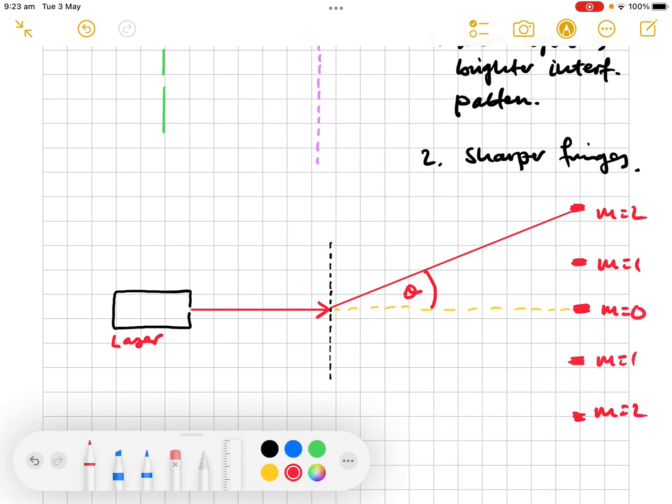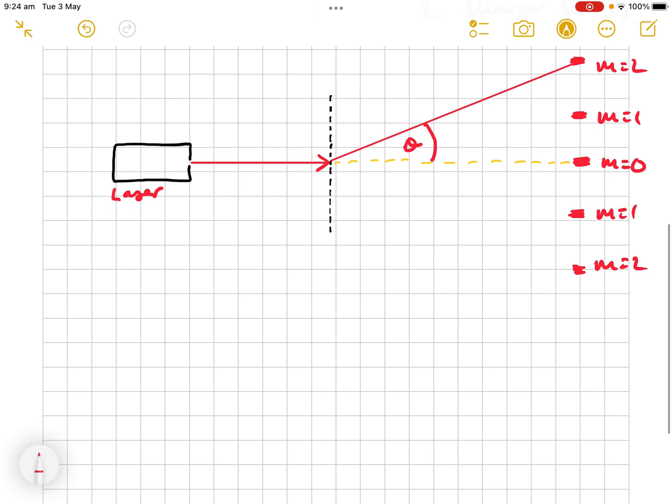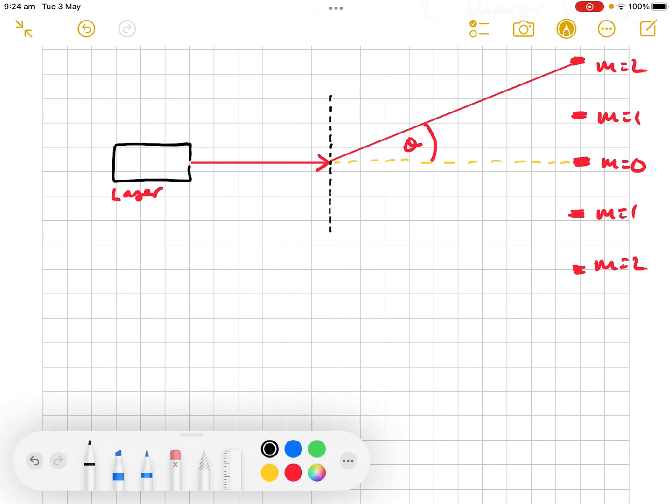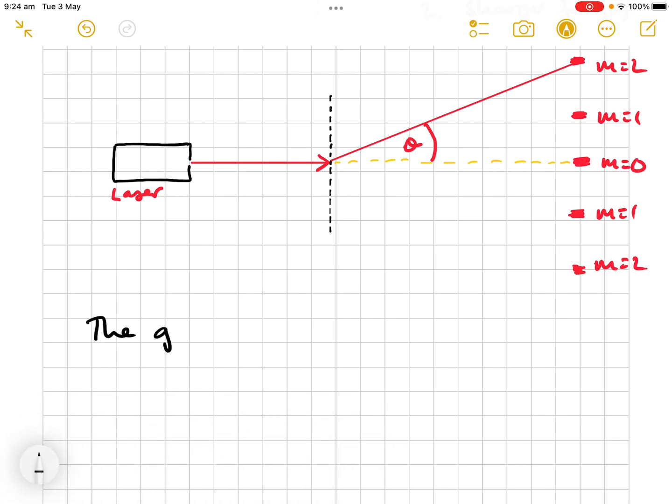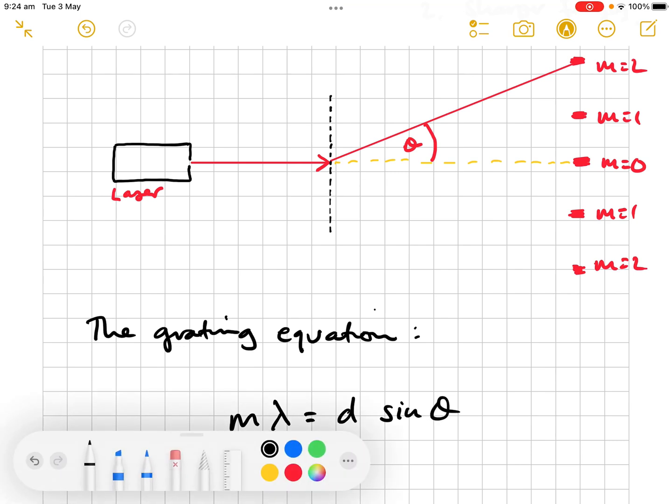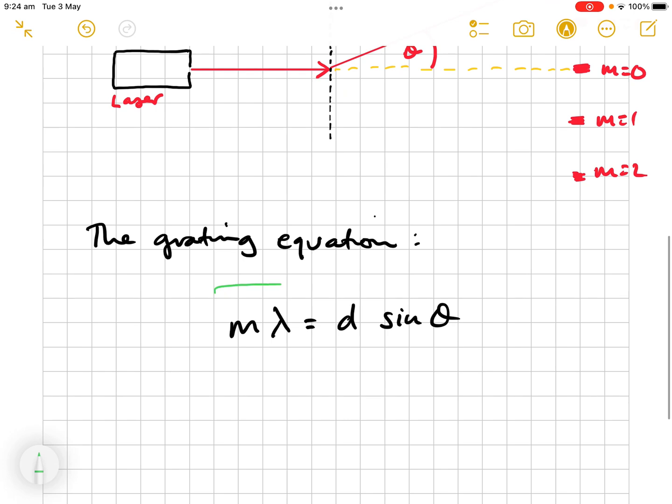Well, it turns out that there is an equation called the grating equation, which says that m lambda equals d sine theta. That is the grating equation, and will be on your list.